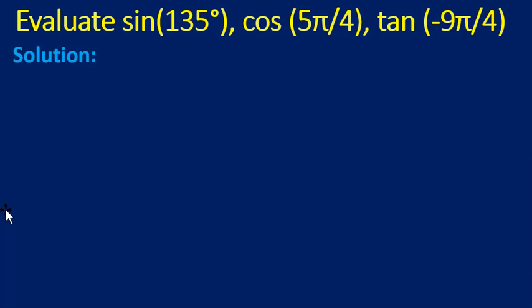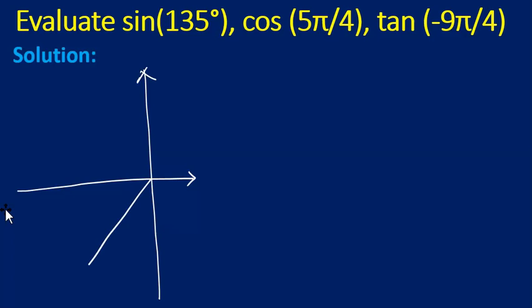First, let's sketch the angle. 5 pi over 4, the terminal side lies in the third quadrant. If from here to here is 5 pi over 4, then this angle is pi over 4. Let's pick a point on the terminal side and then draw a line from this point perpendicular to the x-axis to form a right triangle.